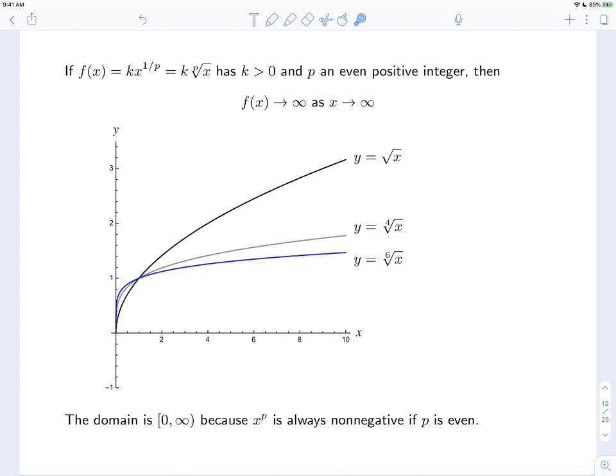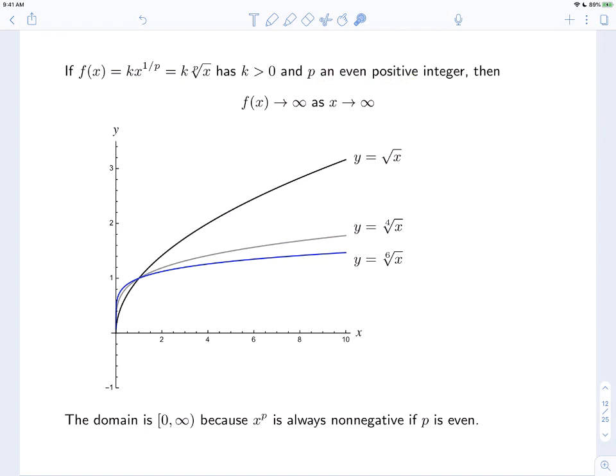So far we've been looking at power functions where the exponent is an integer, but it doesn't have to be an integer. Here you see functions that look like f of x equals k times x to the 1 over p. That is, it's the pth root. x to the 1 over p is the pth root. So here we're allowing k to be positive and p to be even.